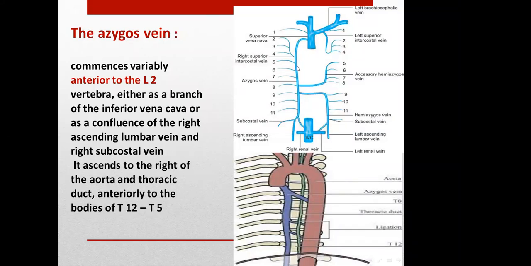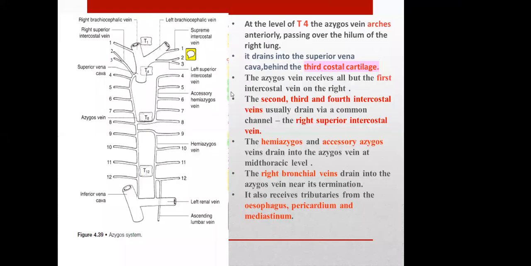The azygous vein arises anterior to the level of L2. It either arises as a branch of the IVC, or it is formed by the confluence of the ascending lumbar and subcostal veins. The azygous vein passes with the opening of the aorta at the level of T12, and then it ascends till the level of T8, where both the accessory hemiazygous and the hemiazygous drain into it.